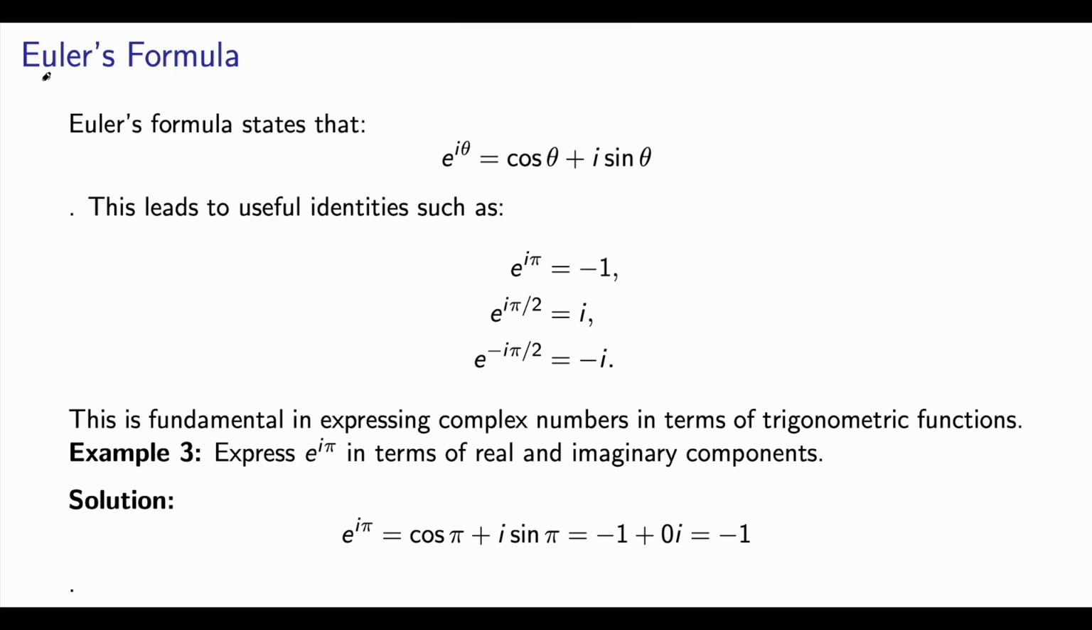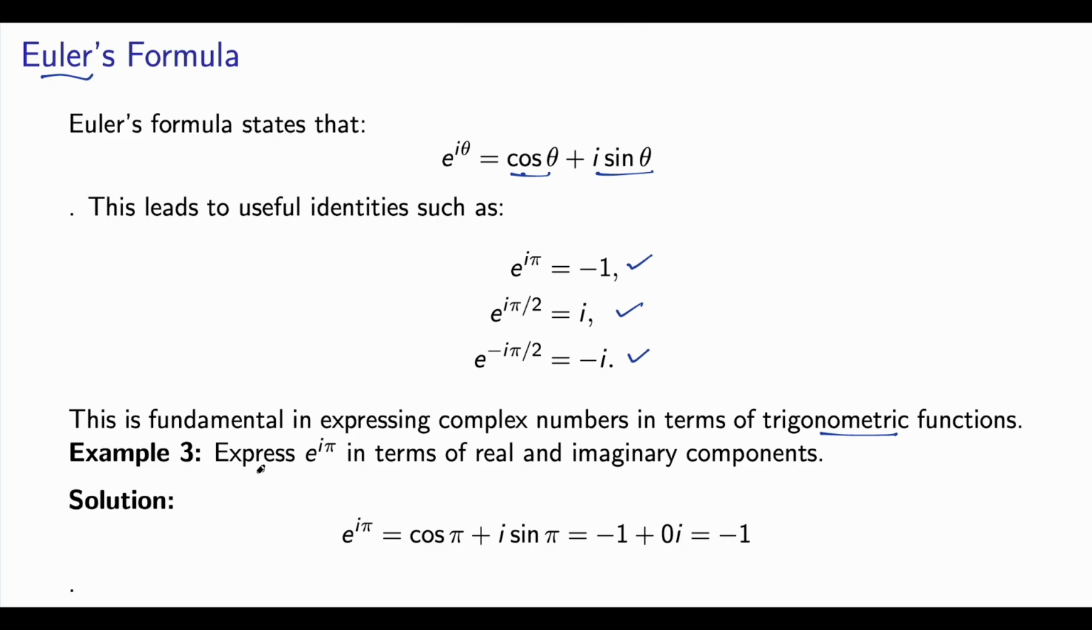As you know, the very famous Euler's formula. Euler's formula is e power i theta equals cosine theta plus i sine theta. And there are useful identities, e power i pi equal to minus 1 and so on, right? So this is fundamental in expressing complex numbers in terms of trigonometric functions, right?